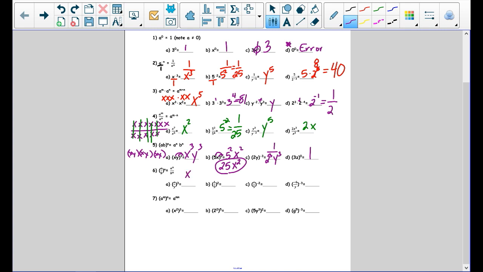X to the third, y to the third. Both parts get the exponent. Same thing in B. If I have numbers, 1 squared, 3 squared. And again, I can simplify that down to 1 and 9, 1/9.